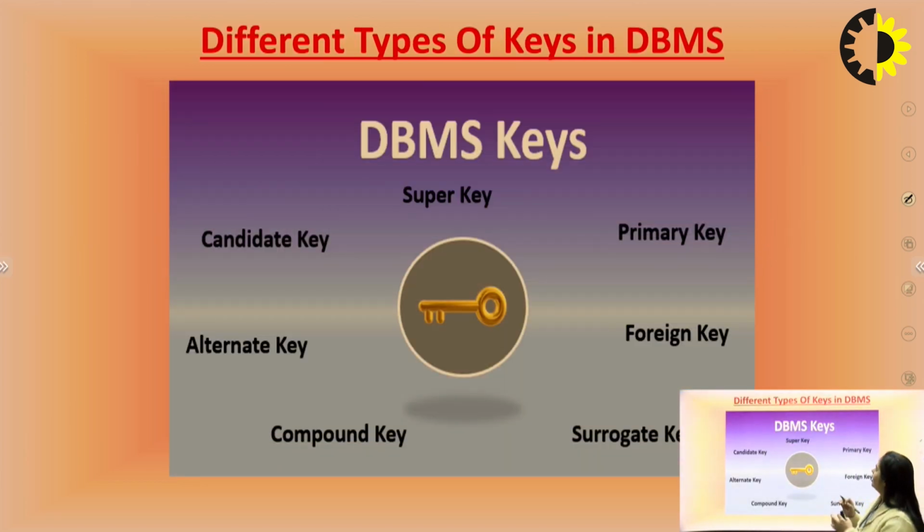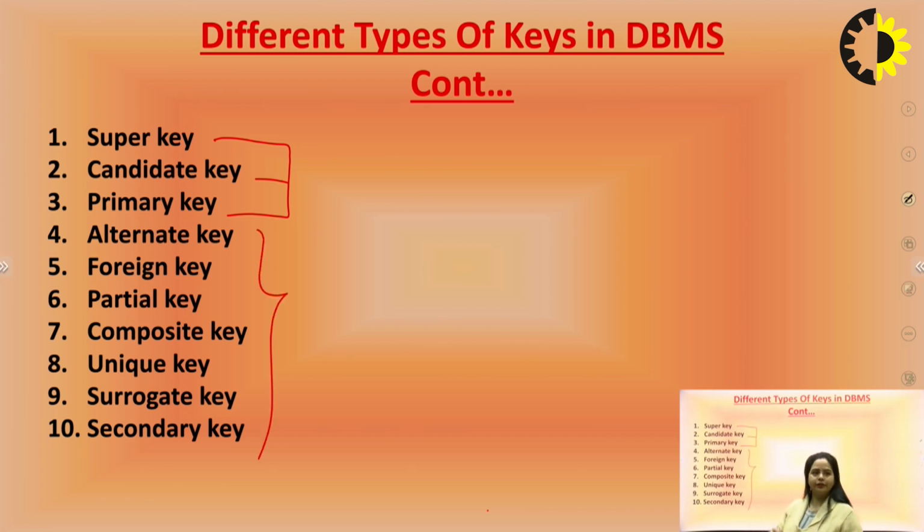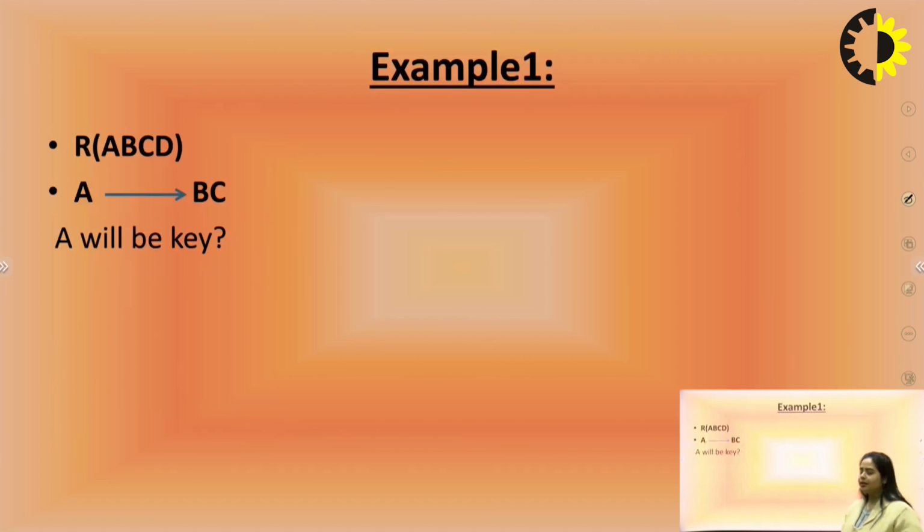Next, here we have different types of keys in our DBMS, like super key, candidate key, alternate key, compound key, surrogate key, foreign key, primary key. Here, primary key, super key, these 10 keys we will discuss in this video. Super key, candidate key, primary key are the most important keys from the point of view of the university exam and GATE exam, and all three come only with their definitions. Most important is the candidate key, especially from the point of view of the GATE exams. Candidate keys are very much important. So let's start one by one.